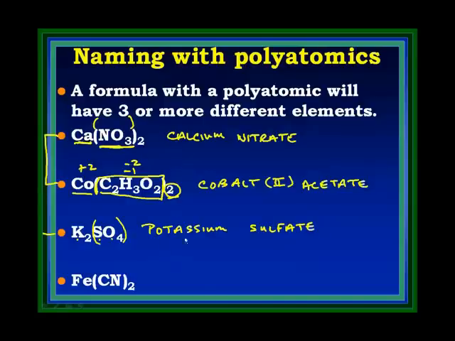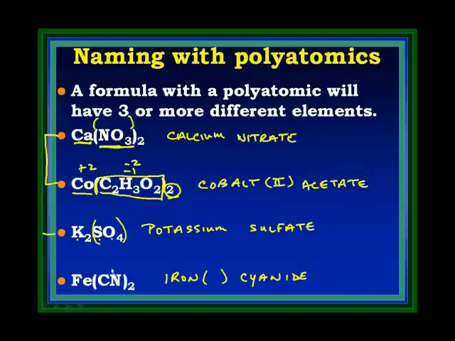Do the last one. We've got Fe, and then in parentheses CN, and then a 2. So the parentheses tell us that's where our polyatomic ion is. And we look at Fe. Fe is iron. Is that a transition metal? Yes. So it's going to need a Roman numeral. And then CN is cyanide.